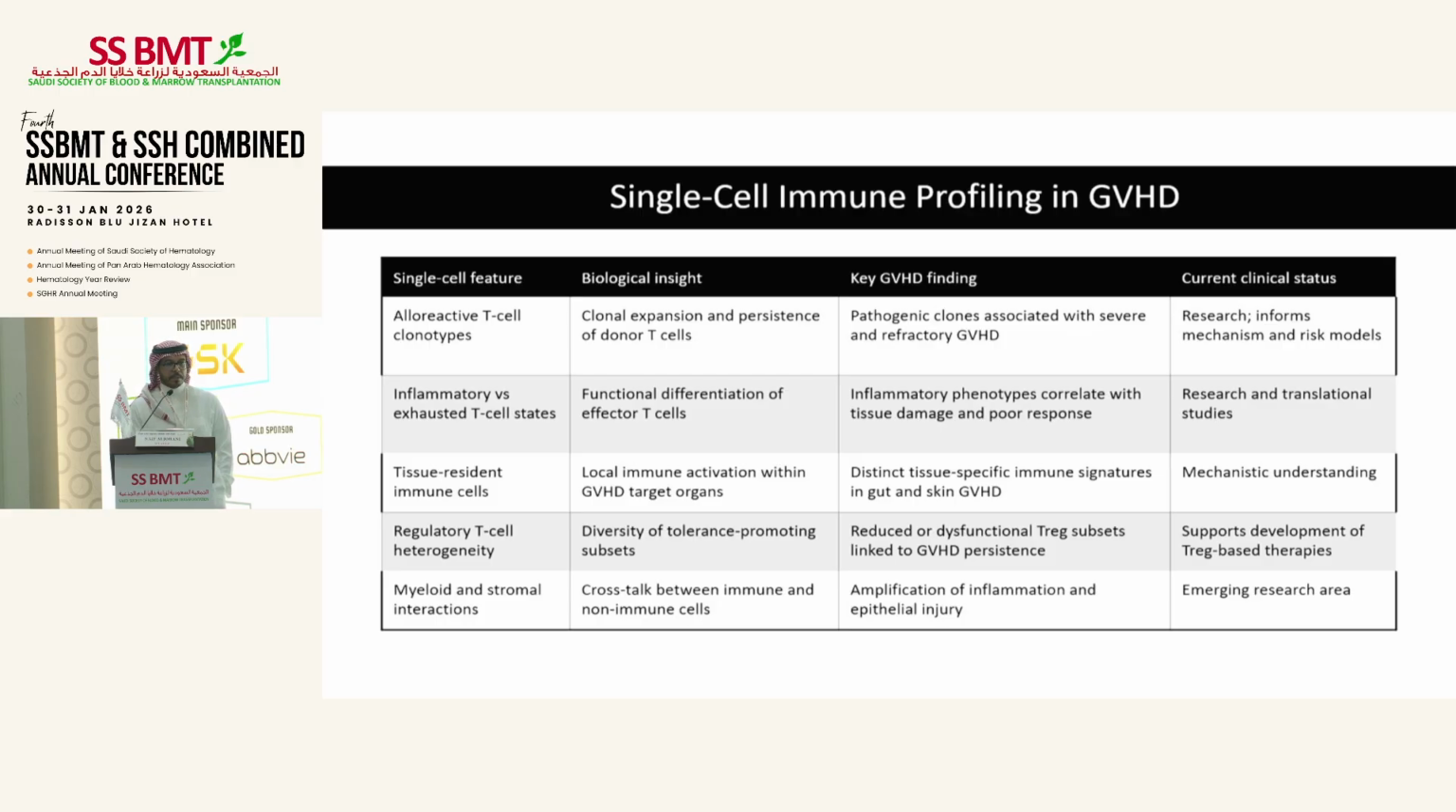The tissue-resident immune cells, this is interesting. Sometimes specific tissues like skin and gut have very distinct tissue-specific immune signatures that attack that specific tissue. That is something interesting to know. Maybe later we could have an early tissue test that can detect a specific marker inside the tissue and may be helpful in predicting steroid resistance and the outcome of that patient.